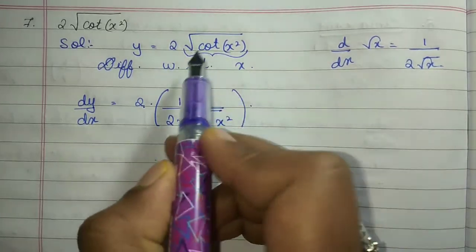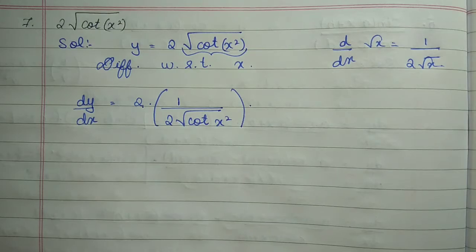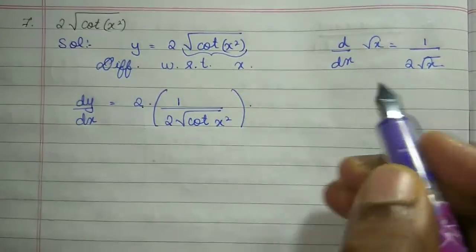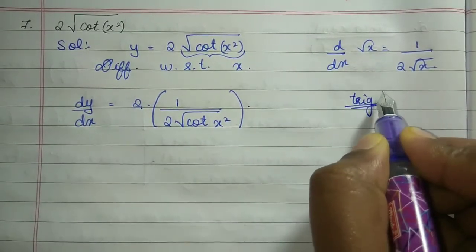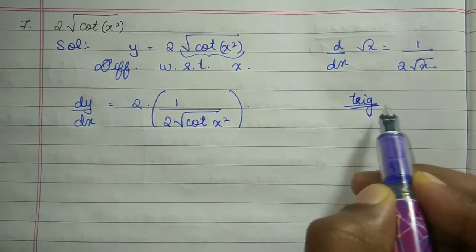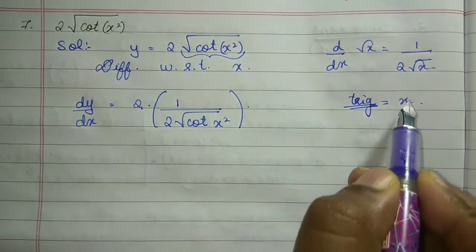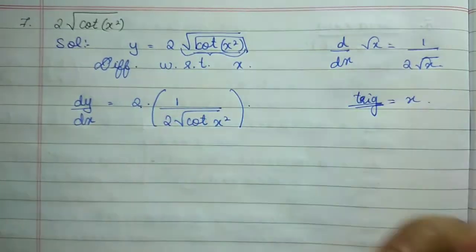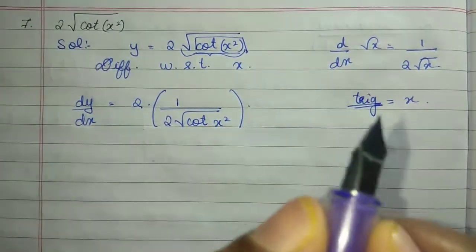So now what I have to do, I have to differentiate for cot x square. Okay, so let me repeat it again. See, when the power of the trigonometric function is other than 1, you will be taking that trigonometric function as x and differentiating that x, and next you will go back to the trigonometric function. So here it is cot x square, so we will be differentiating that.